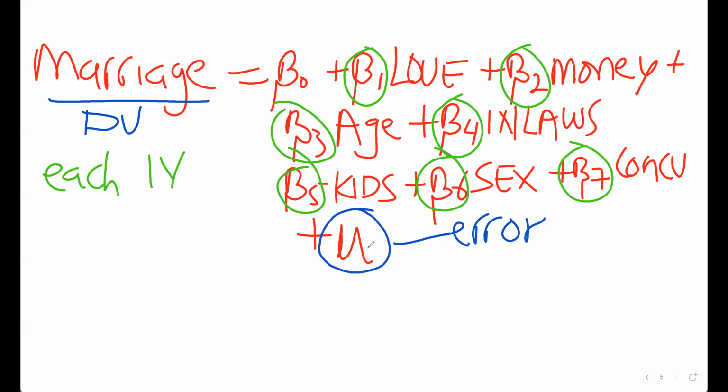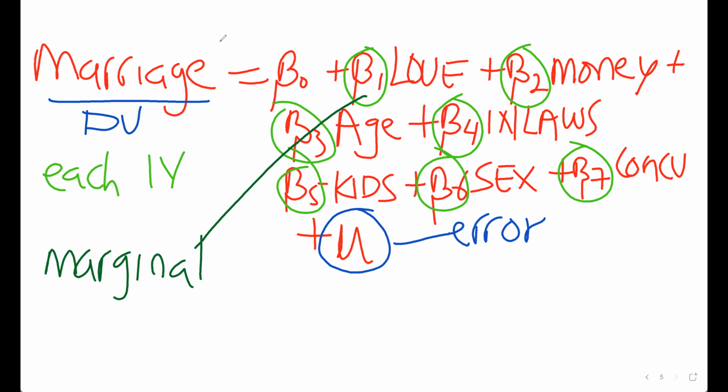Now, the question is, everybody claims to be influencing the marriage, but by how much? So the beta parameters, take note, they tell you by how much each independent variable influences the dependent variable. So what do they measure? They measure the marginal effect. That is a very econometric term that I'm going to use here. They tell you the marginal effect of each independent variable on the dependent variable.